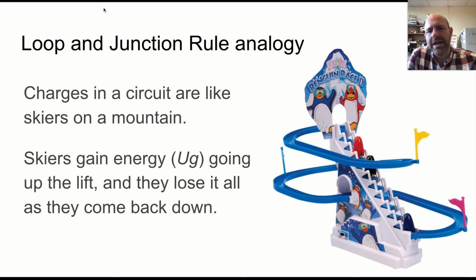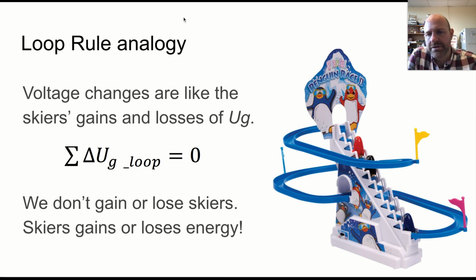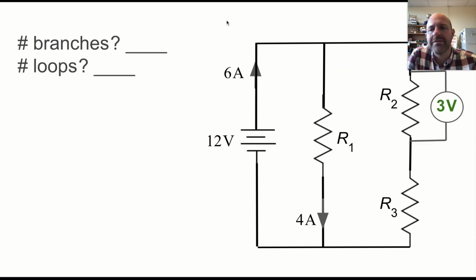So the loop and junction rule analogy, right? Charges are like skiers on the mountain in this case. They gain energy going up and they lose it as they come back down. That is the idea behind current and voltage, right? Voltage changes, they gain and lose energy. We don't gain or lose skiers, but the skiers gain and lose energy, right? So the charge is still there. We're just changing the amount of energy it has.